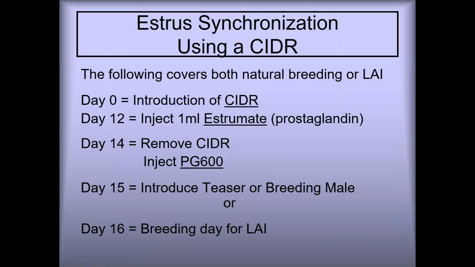If we were going to do this, and this is a protocol that can be used very similarly for natural breeding or artificial insemination, you introduce the CIDR on day 0. Day 12, give a 1 milliliter injection of Estrumate into the muscle.